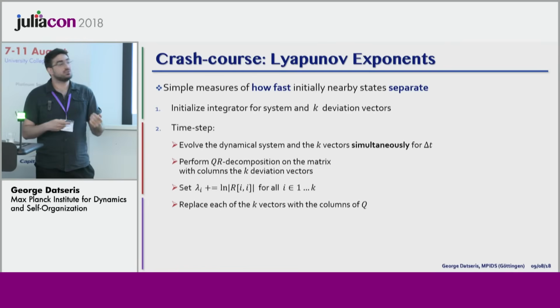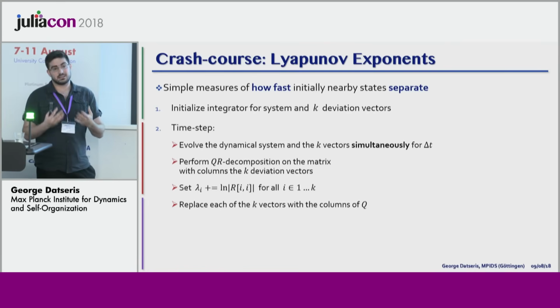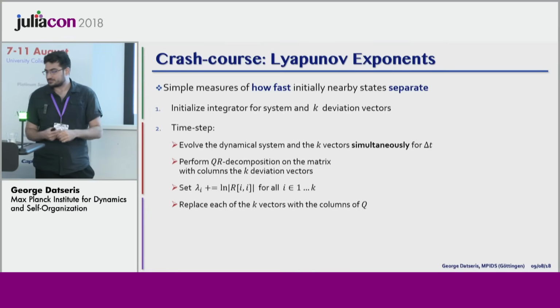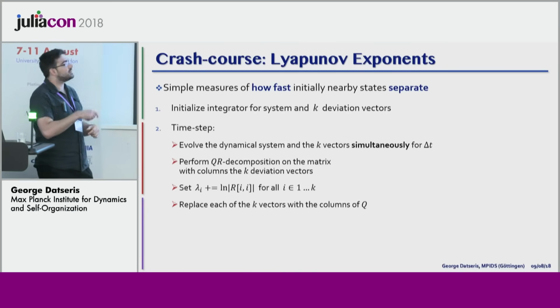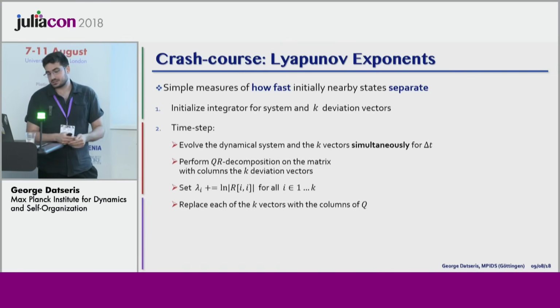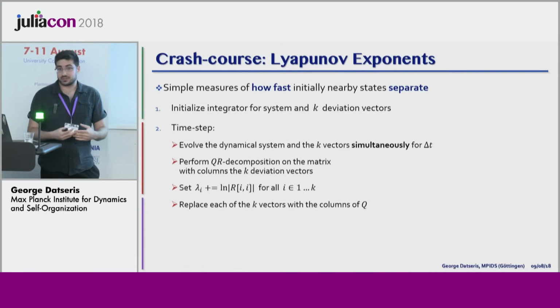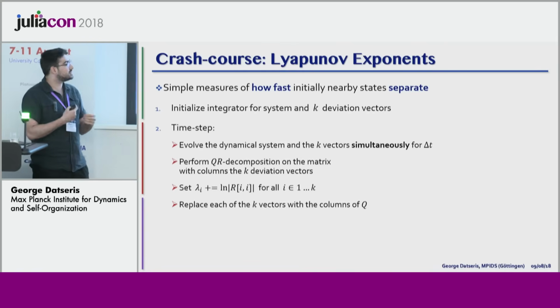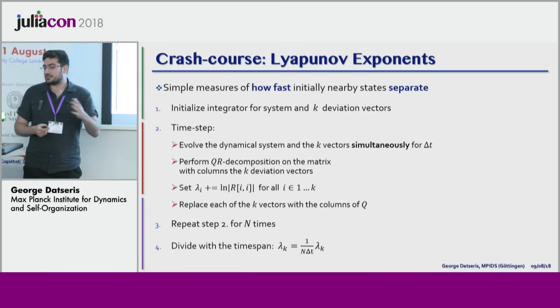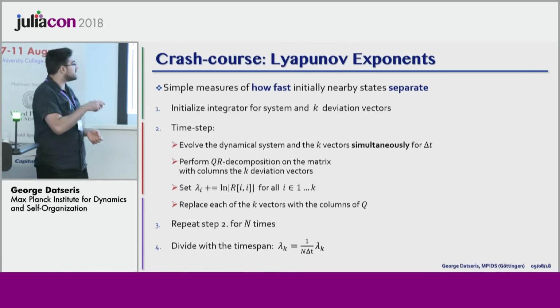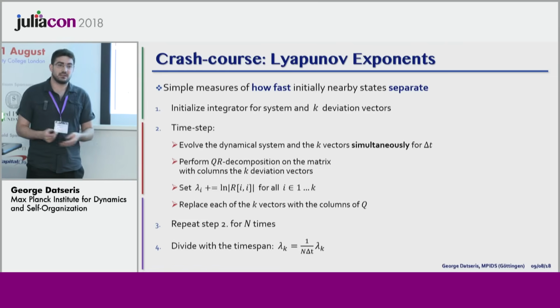Then you perform a QR decomposition on the matrix that has as columns these deviation vectors. You add into some summands the logarithm of the absolute value of the diagonal of the R matrix, and then you replace these k deviation vectors with the columns of the Q matrix. That's the algorithm. You repeat it as many times as you want. And then you simply divide your summands with the total time span, and this is the Lyapunov exponents.